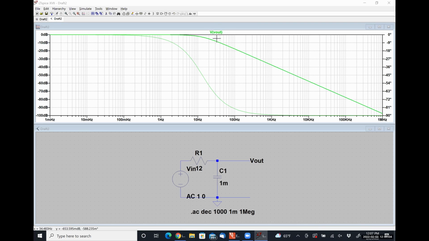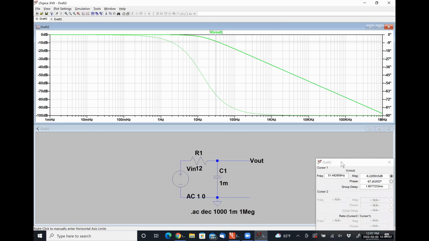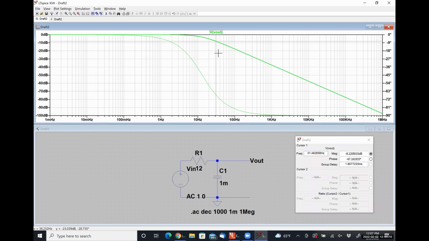If I click here, I should get traces, right? I'm going to move this over to a point where the magnitude is -3 decibels. Slightly too far. All righty. So I get a frequency of 13.24844 hertz. This is our corner frequency.